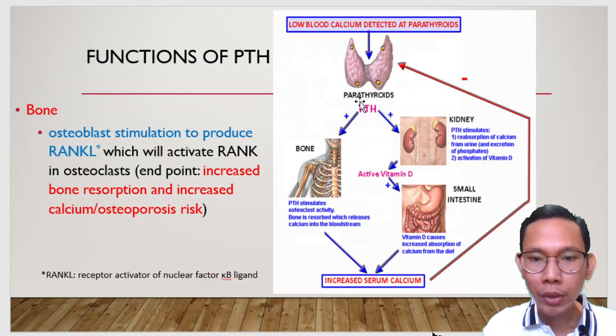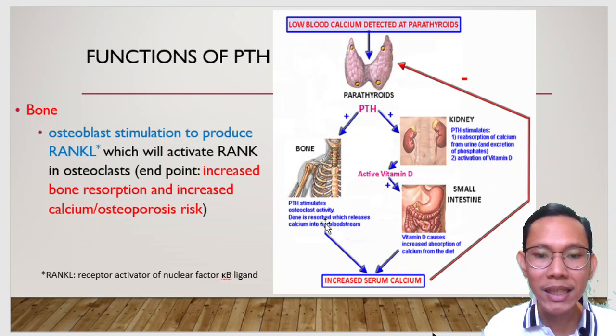Tingnan natin dito. When your parathyroid hormone is being stimulated, your PTH will be released to the blood and will have a target tissue in your bone. In your bone, your PTH stimulates osteoclastic activity. Bone is resorbed, which releases calcium into your bloodstream. In short, the net effect in the bone is to increase your serum calcium.